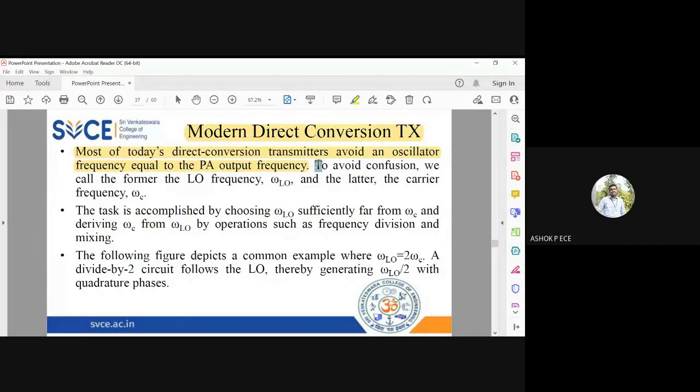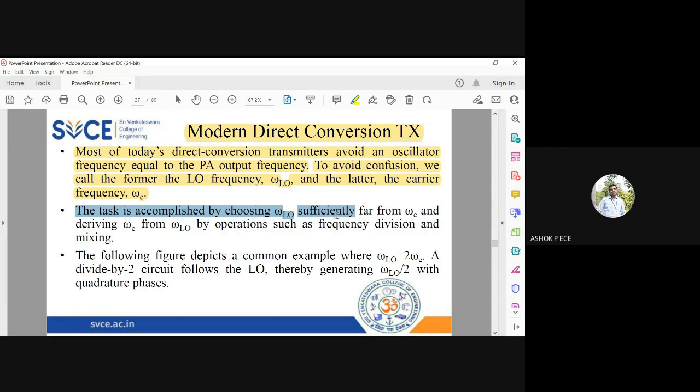To avoid confusion, we call the LO frequency omega LO and the carrier frequency omega C. The carrier frequency is going to be the actual frequency at which the up conversion is going to happen.